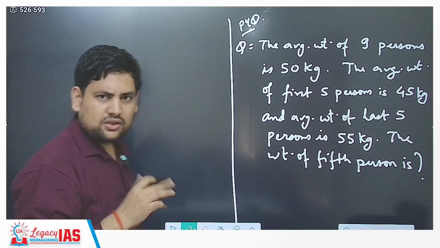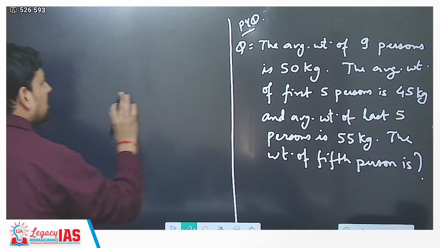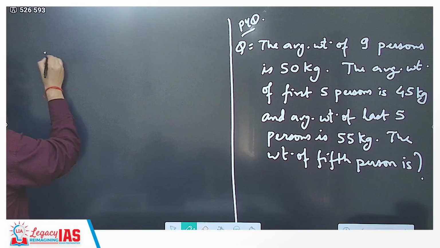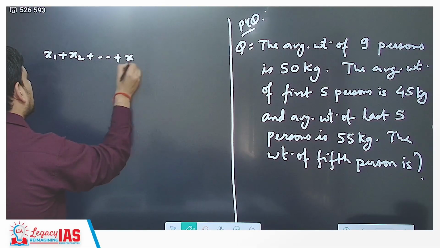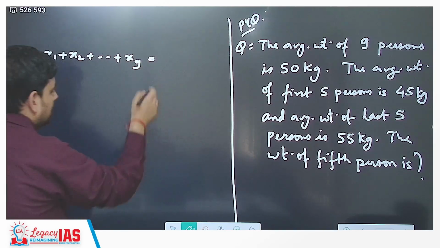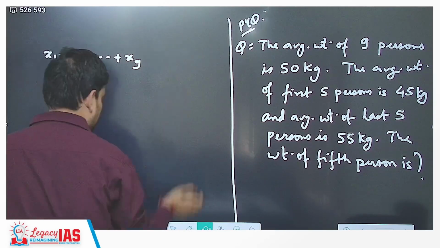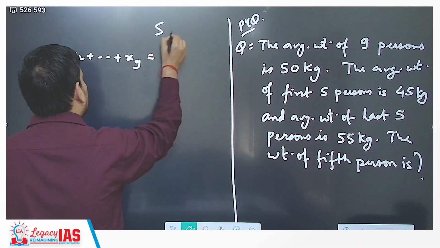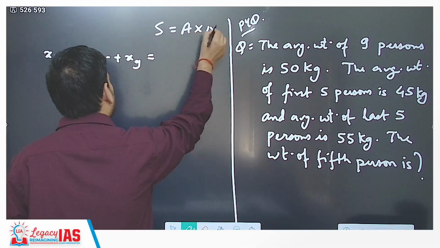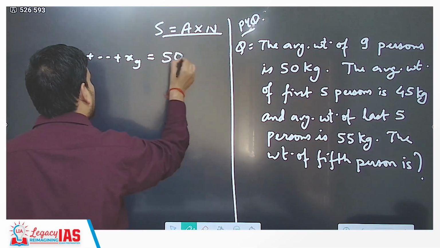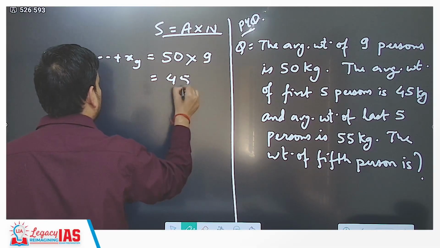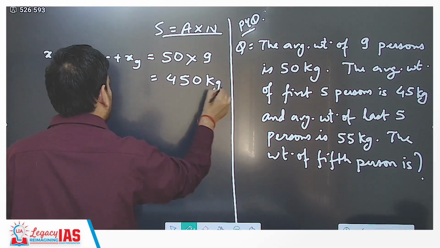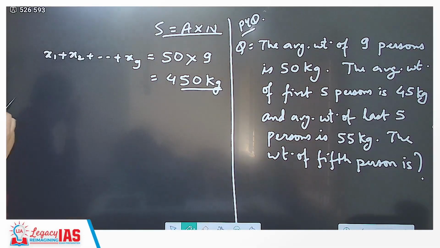Let's do it normally. Average weight of 9 people is 50 kg. So x1 plus x2 up to plus x9, the average is given as 50. So sum is equal to average into number. Average is 50. How many are there? 9 of them. So 50 into 9 gives you 450. So the sum of their weights comes out to be 450 kg.